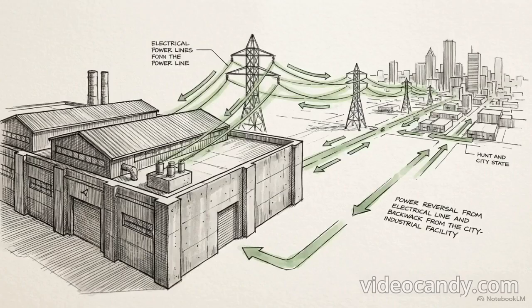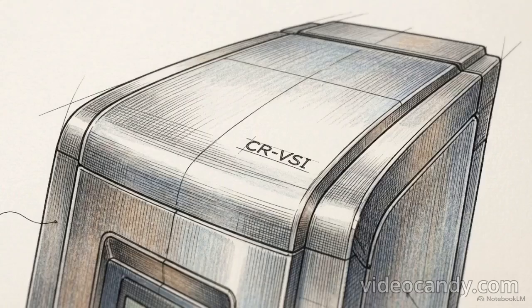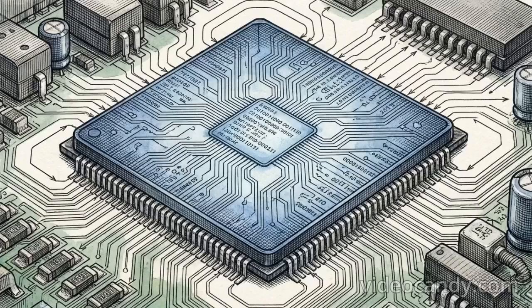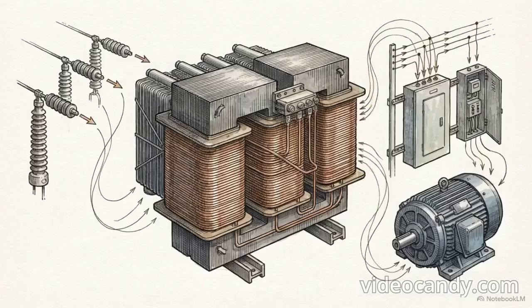An alternative architecture is the current source inverter. Instead of a capacitor maintaining a stiff voltage, the CSI uses a massive series inductor to maintain a stiff, constant current. Because the current is strictly controlled, a CSI drive is incredibly fault-tolerant. It can also naturally reverse voltage polarity to feed braking power back into the grid. However, that large inductor makes the physical footprint of the drive massive.